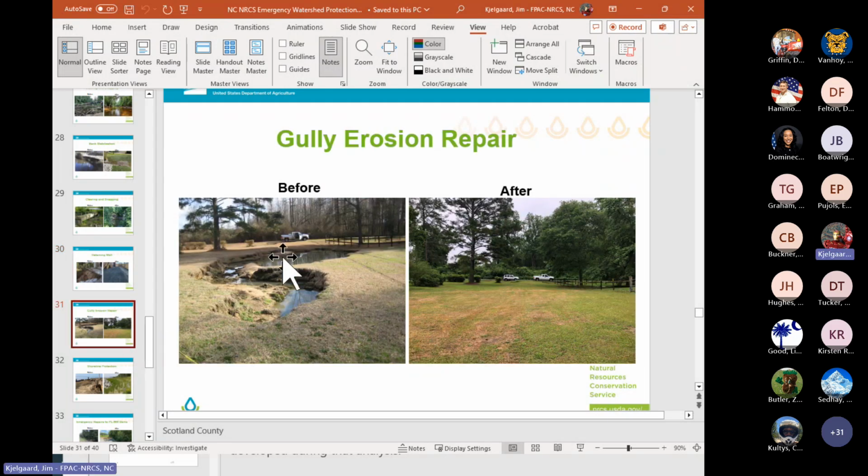Let's see, here's where there's been some damage to a spillway on a pond that's just upstream. So we came in, and I believe this was a park as well, and regraded that and revegetated it.